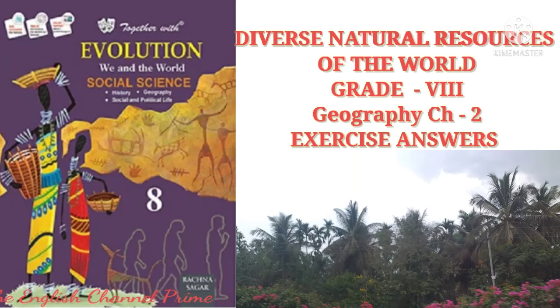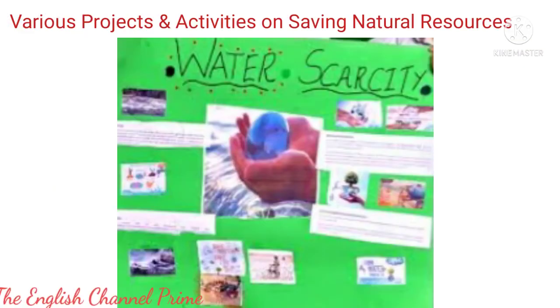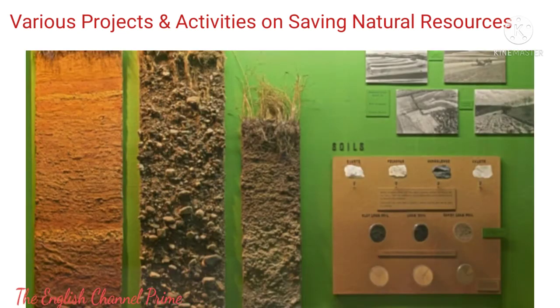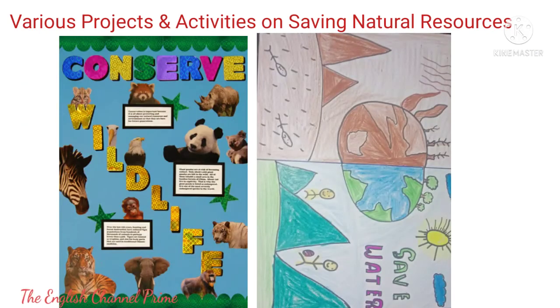Students, in the last class we completed the explanation of Chapter 2 of Geography for Class 8, Diverse Natural Resources of the World. I hope all of you understood this, and we have also completed a few activities based on this chapter, like making a collage on soil conservation, water, natural vegetation, preserving wildlife, etc. We have also completed a group discussion on the importance of natural resources.